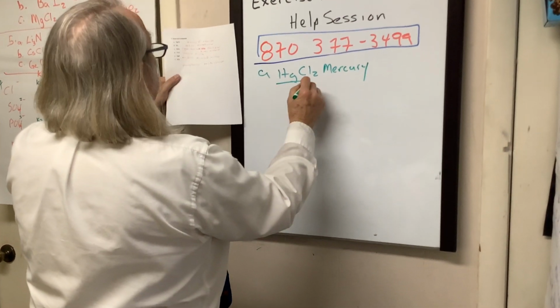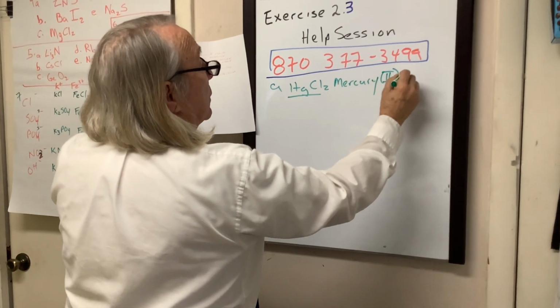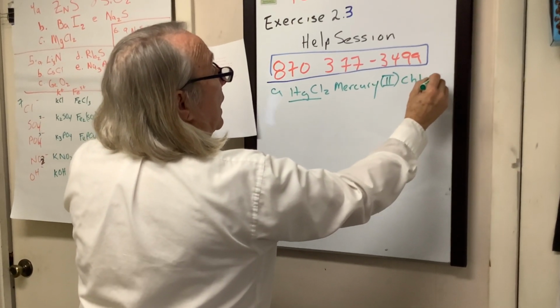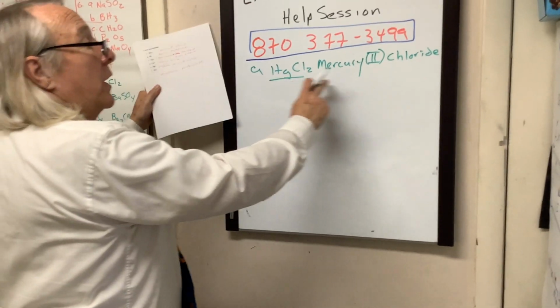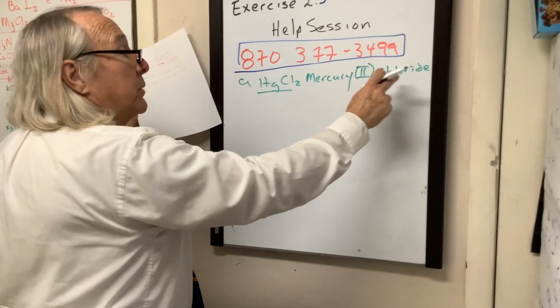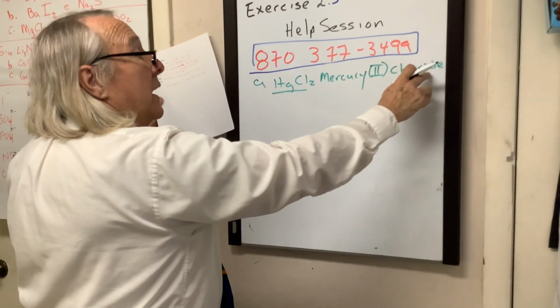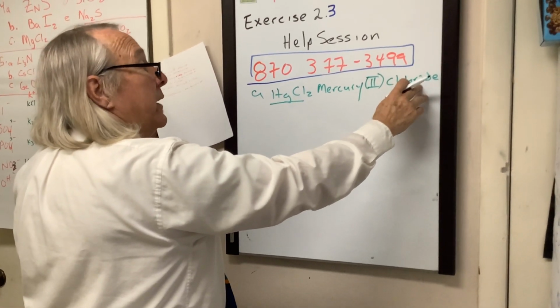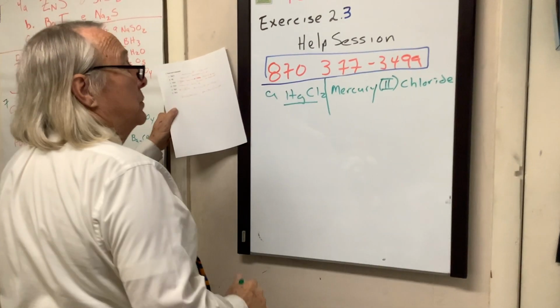This is the formula. This is the name. Mercury Roman numeral 2 chloride. Okay? I don't need to say dichloride because mercury 2 is always +2. And I know I need 2 chlorides because it's always -1. So I know I need 2 to balance out the +2 of the mercury.